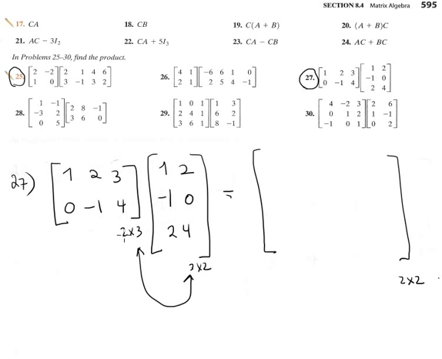Okay, 27. 27 is again multiplication of the matrix. The first matrix is 2 by 3 and the second one 3 by 2. The dimensions match very well. The answer would be then a matrix 2 by 2. Let's do it by hand and after check with the calculator.